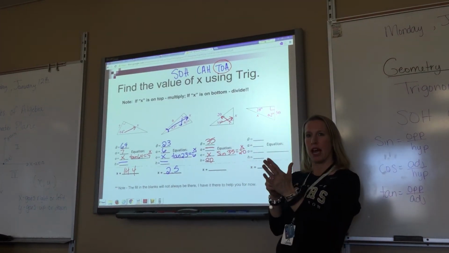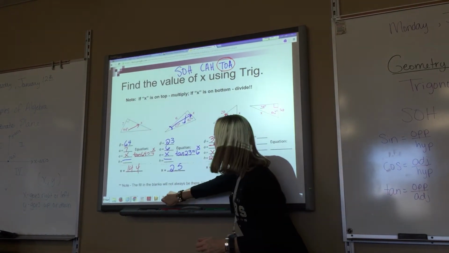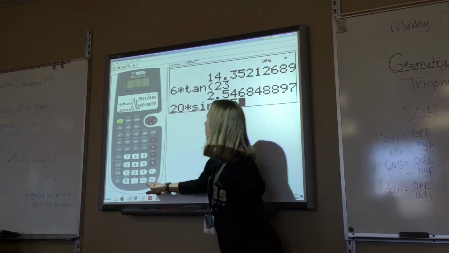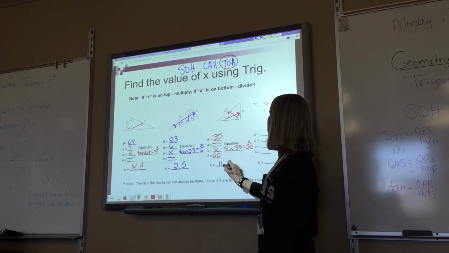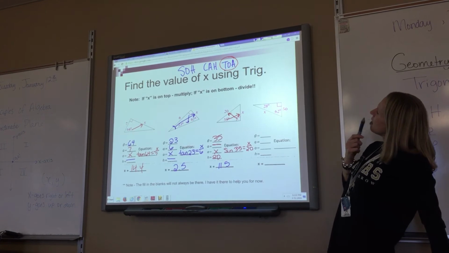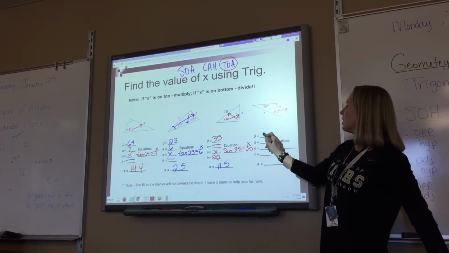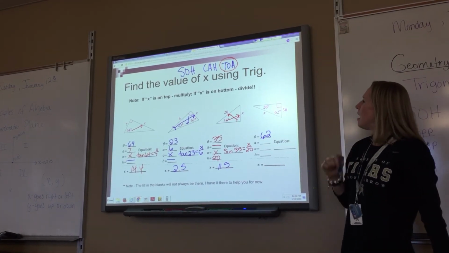What number do I type in the calculator first? So 20 times sine 35. 20 times sine 35. 11.5. Okay, we get to pick our theta on this one. I think I want to pick 62 just so that we can use something different. So I'm going to say 62, but you can pick if there's 2 angles.